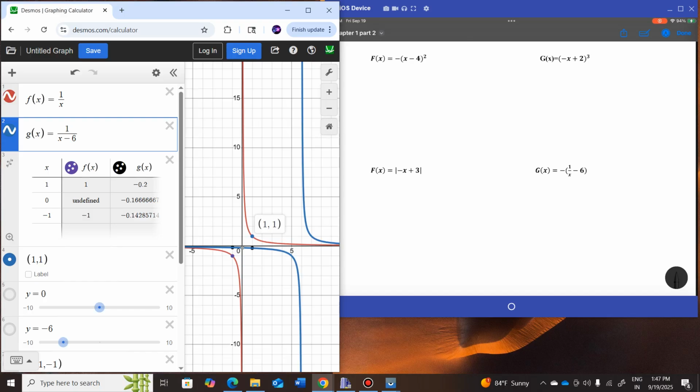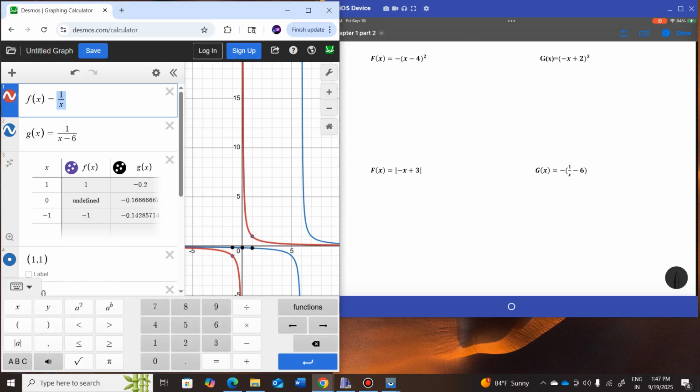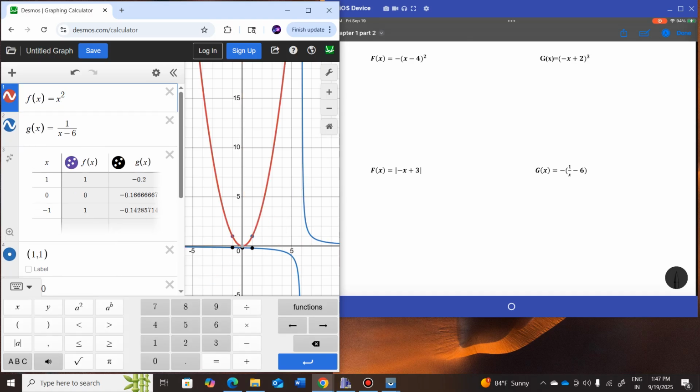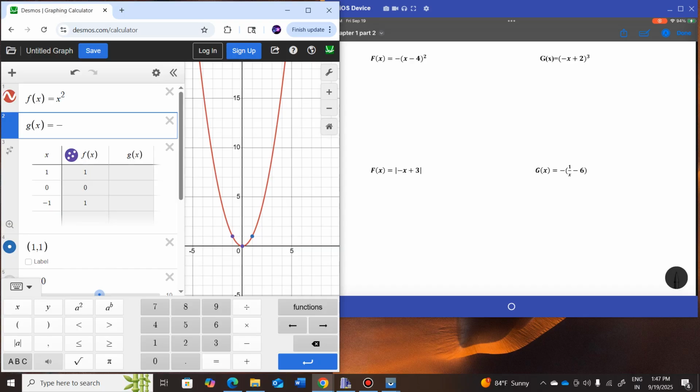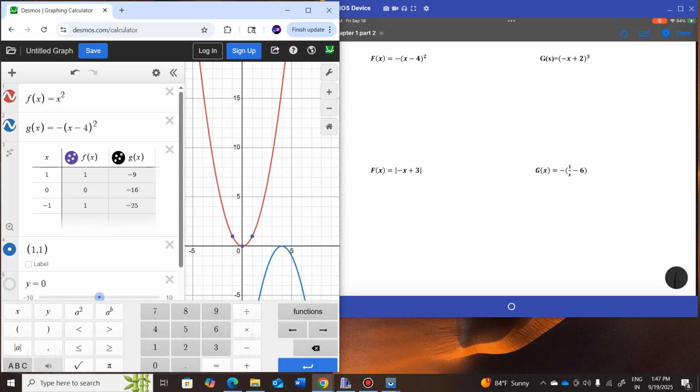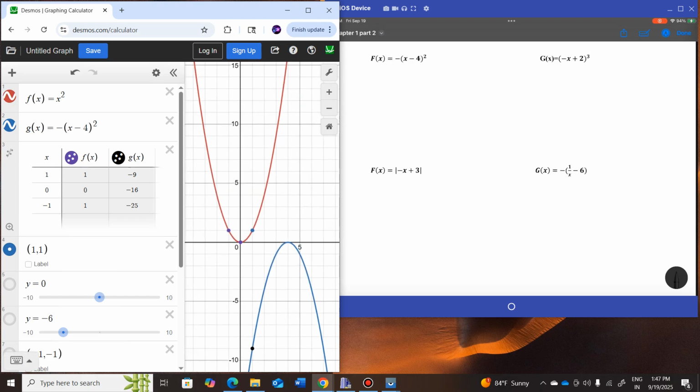So negative x minus 4 squared. We're going to start with our x squared, and then we're going to do negative x minus 4 squared, and we see there are two things happening here. One is it's shifted 4 units to the right. The other is it's reflected across the x-axis.